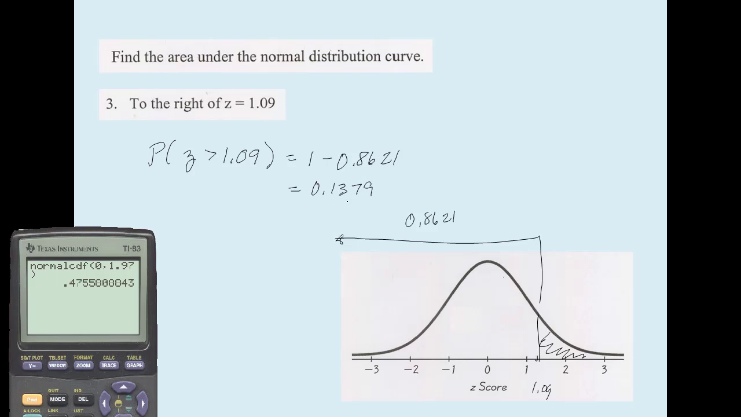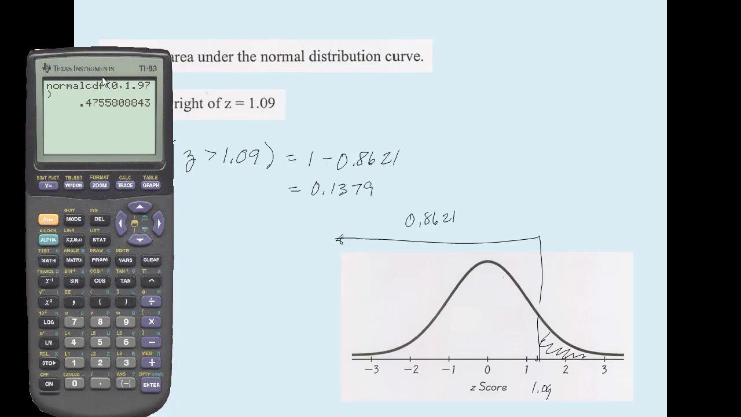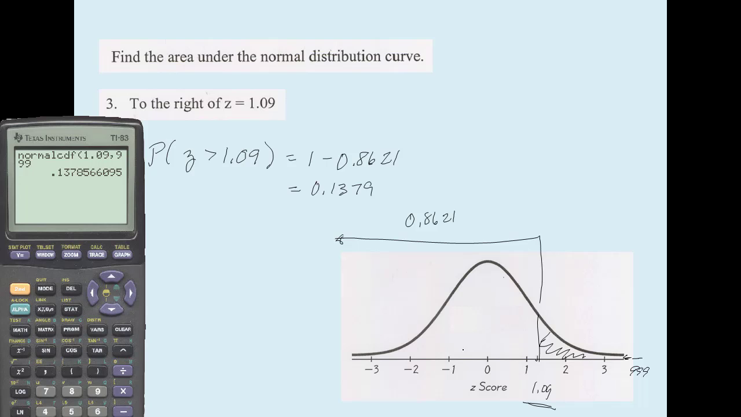All right, so 1379. I'll do it with the calculator now. Second, quick clear, and then second distribution, number 2. The lower number is 1.09. The upper number would be 3, but I'm not going to use 3. I'm going to go way out to 999, which I think is what TI recommends in the book. So I get 1378, but then the 5 rounds up to a 9, so I do get roughly the same answer.